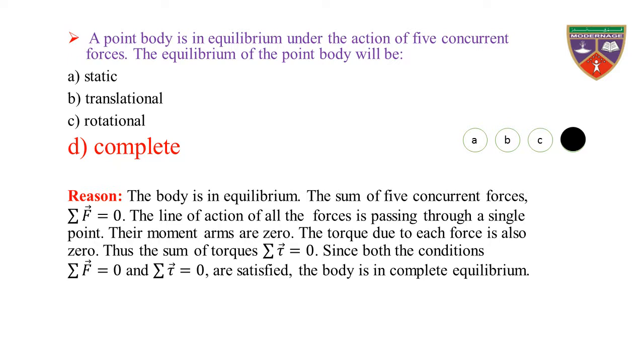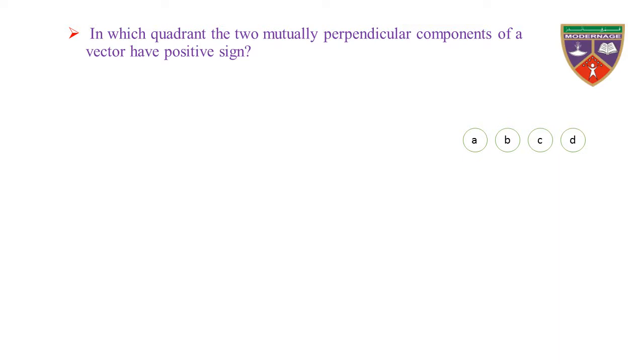Thus, the sum of torques, sigma tau, is equal to 0. Since both the conditions, sigma F is equal to 0 and sigma tau is equal to 0, are satisfied, the body is in complete equilibrium. Hence, the point body is in complete equilibrium.